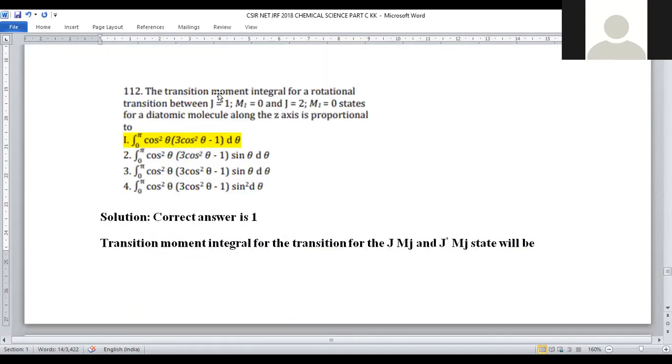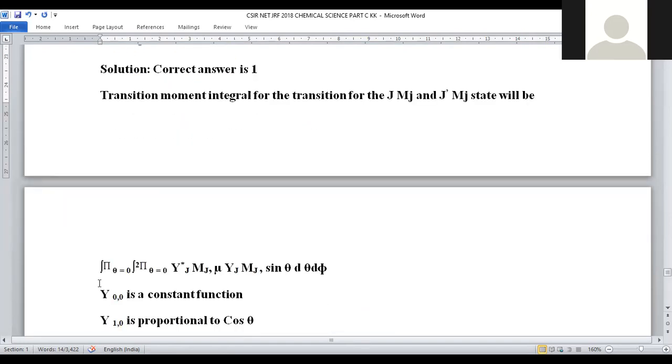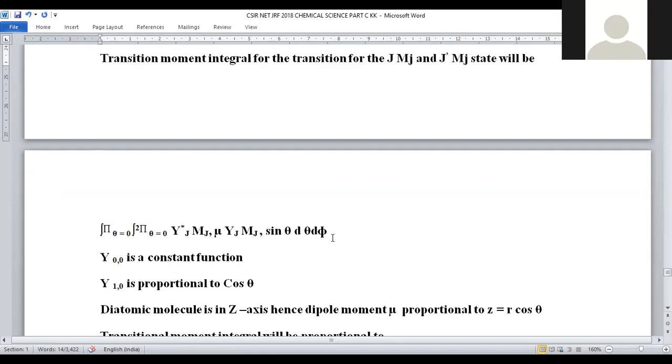Let us move on to question number 112. The transition moment integral for rotational transition between J equal to 1, mJ equal to 0, and J equal to 2, mJ equal to 0 states for a diatomic molecule along the z-axis is proportional to. Here, the transition moment integral values are provided to us. If we apply the formula, integration limits will be theta from 0 to pi, integral of Y star J mJ, mu, Y J mJ, sine theta d theta d phi. This will be the empirical formula.